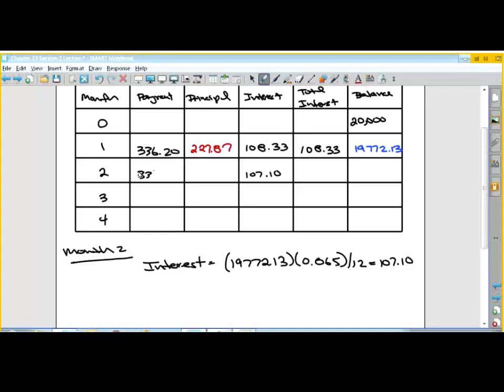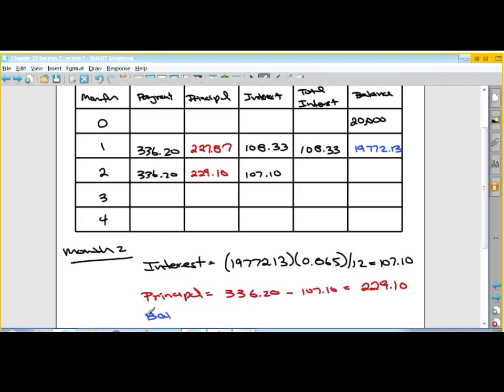The next thing I do, my payment's still $336. So my next thing I do is the principal. That's the difference between the payment and the interest, which is now a little bit more. So I get $229.10. So that goes right here, $229.10.